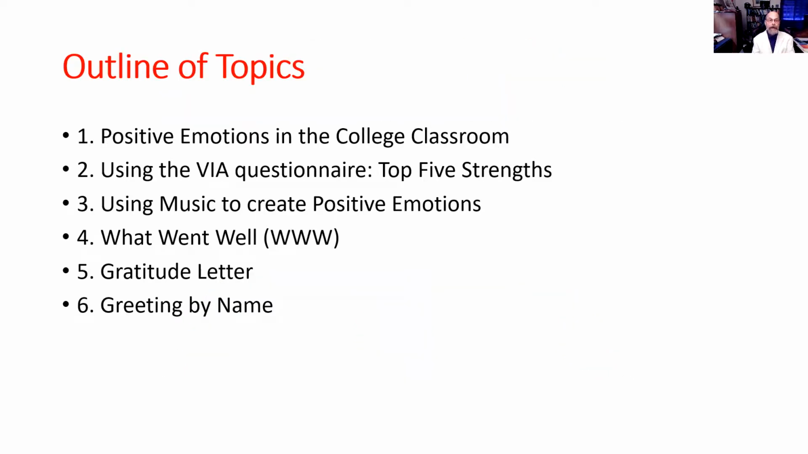And we have a little outline. This is our agenda today. I'm going to talk a little bit about positive emotions in the college classroom. Then I will talk about a classic positive psychology intervention, which uses the VIA questionnaire, which is the values in action questionnaire that examines 24 beautiful traits of human beings. And the test will let your students know what their top 5 strengths are. Very positive test, nothing negative about it.